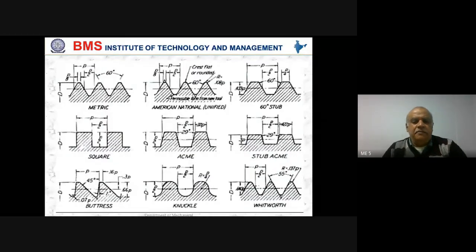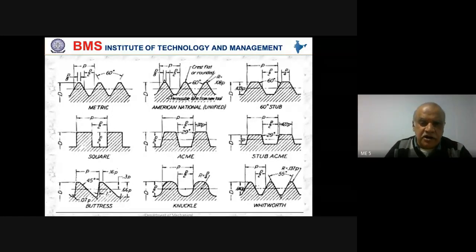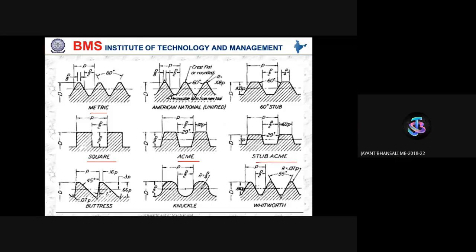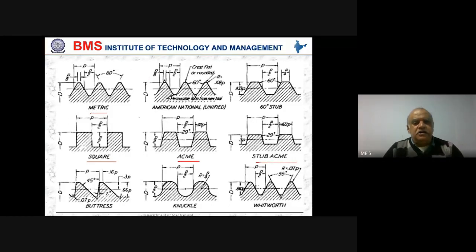And then we have learned various types of threads in our machine drawing class. Have you done this? Did you have the types of threads drawing in machine drawing? Right. So these are some of the various types of threads depending upon the application. We have buttress threads, and square threads, which are used in screw jacks.